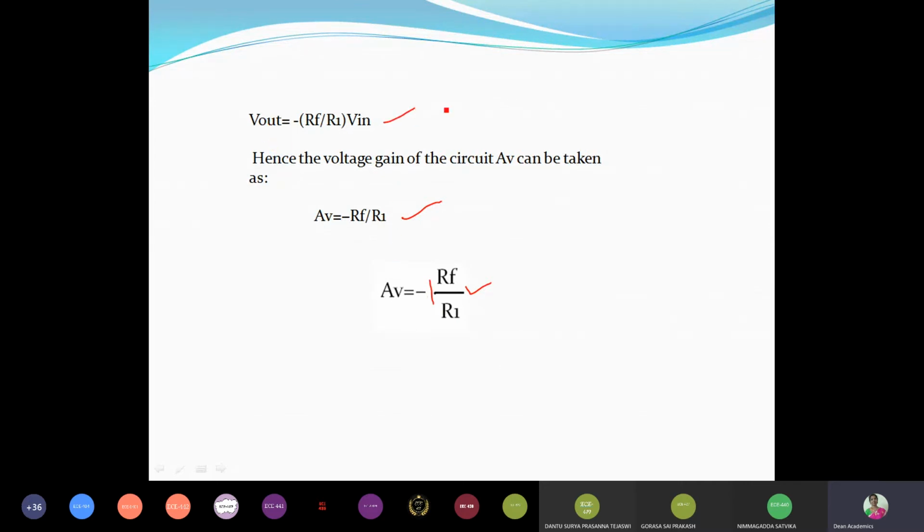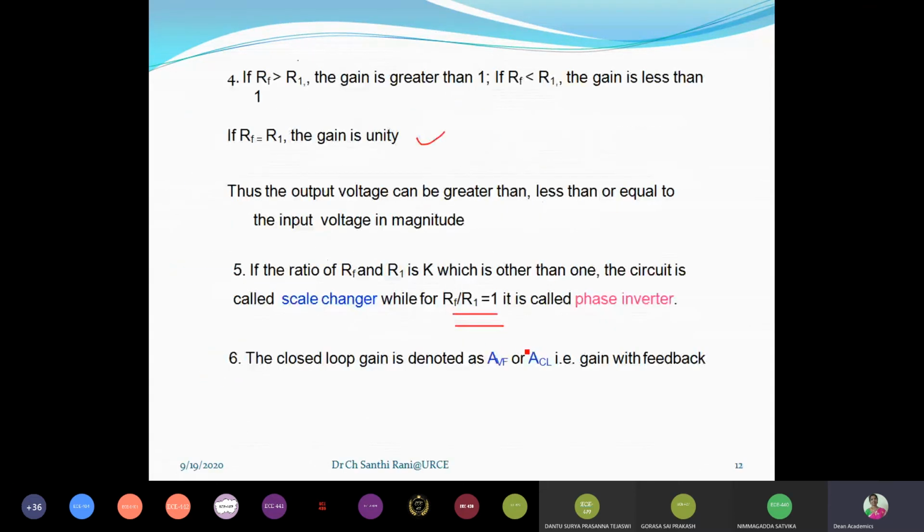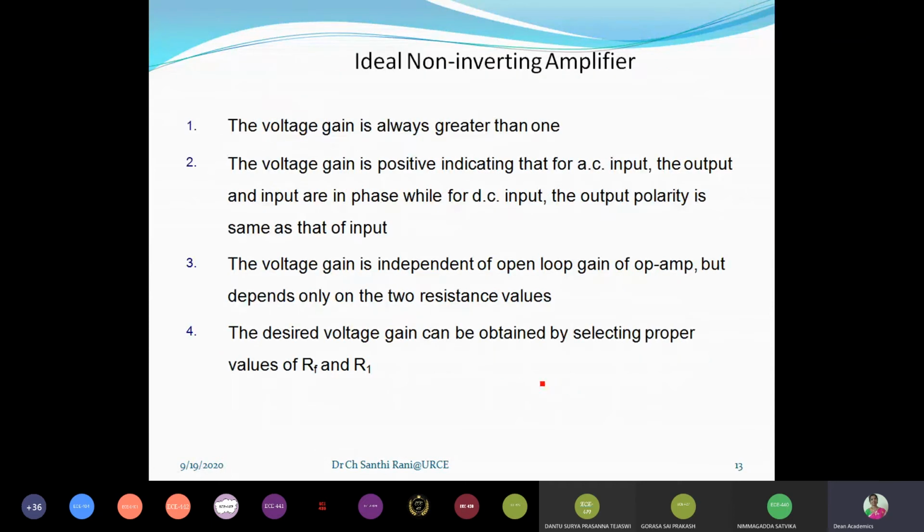That means if you give input voltage like this, you will get output voltage like this. No amplification, just phase shifting is taking place. So we also call it a phase inverter or phase shifter. Phase inverter we say. Closed loop gain we can indicate with ACL. Then, let us say, non-inverting amplifier.